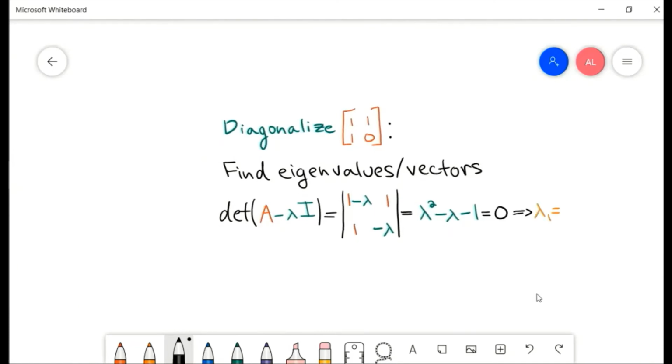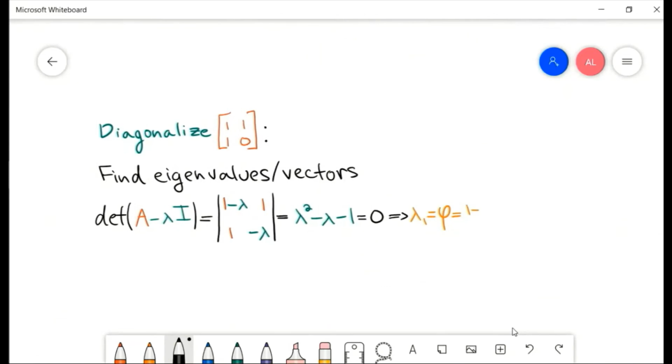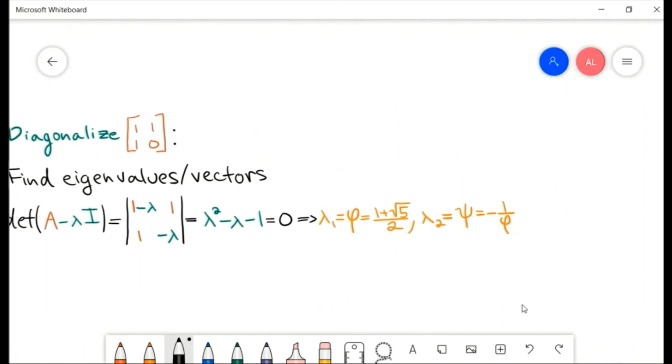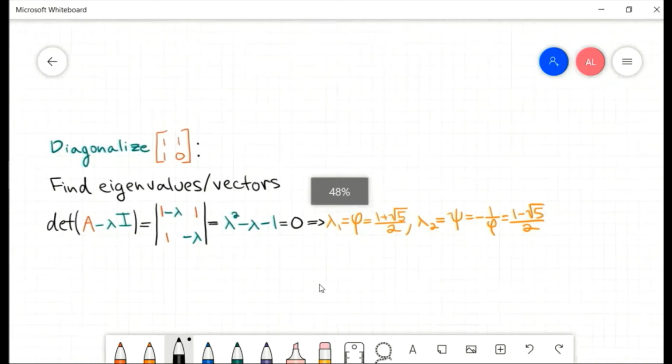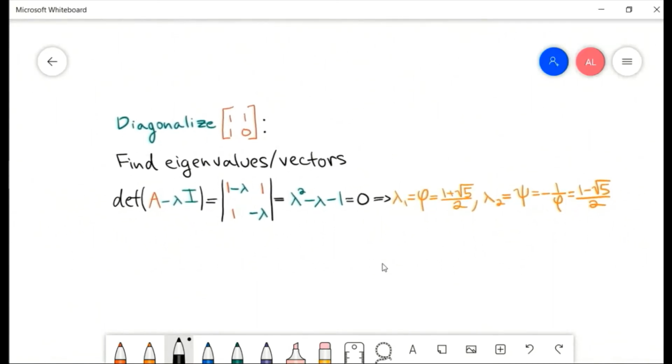And so we get that our first solution to this equation, our first eigenvalue, is phi, the golden ratio. This is equal to 1 plus the square root of 5 over 2. Our second one is psi. This is equal to negative 1 over phi, or 1 minus phi, actually. It's also equal to that. And this is equal to 1 minus the square root of 5 all over 2. And so we have these two eigenvalues, phi and psi.